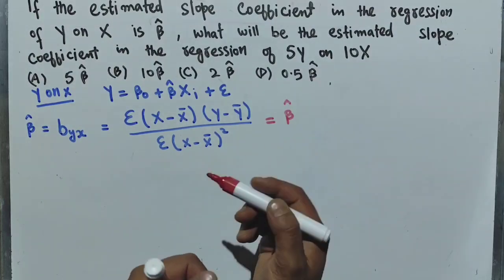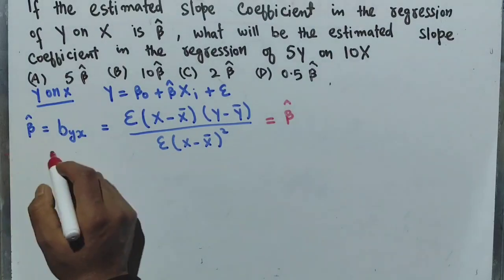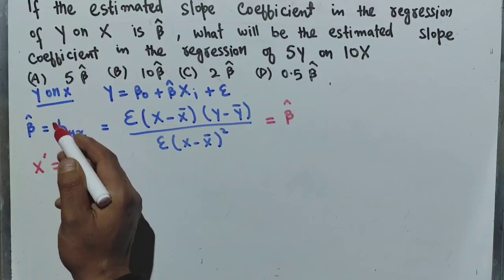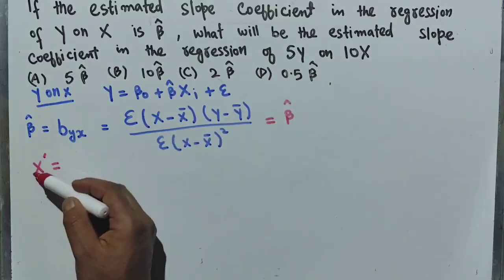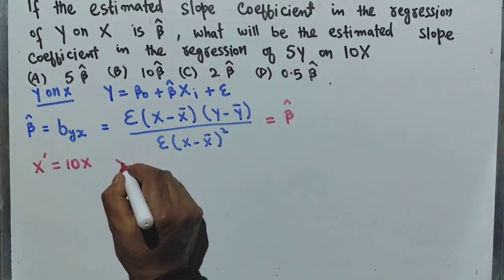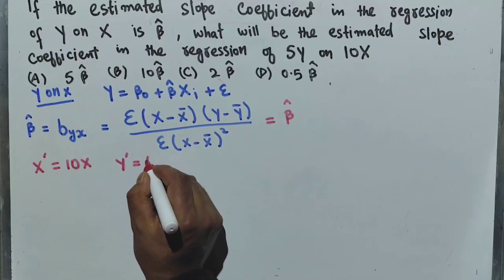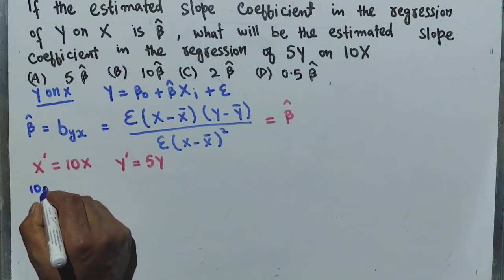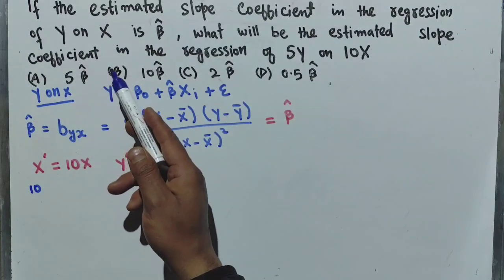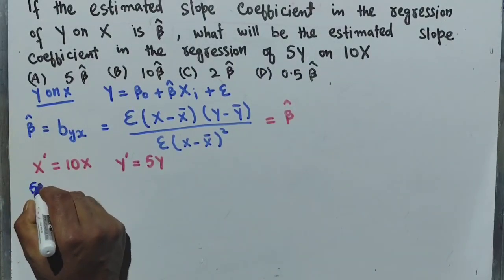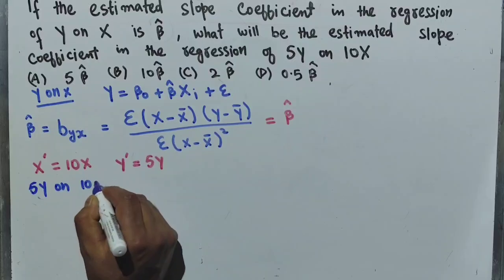Now let's denote x prime, or x dash. We are told that in place of x we have x prime, which is 10x this time, and in place of y we have y prime, which is 5y. Now we need to find the slope coefficient in the regression of 5y on 10x. Let me write it here, 5y on 10x.